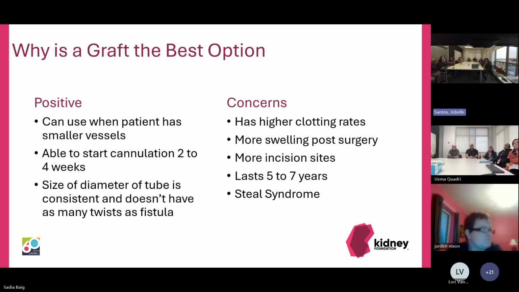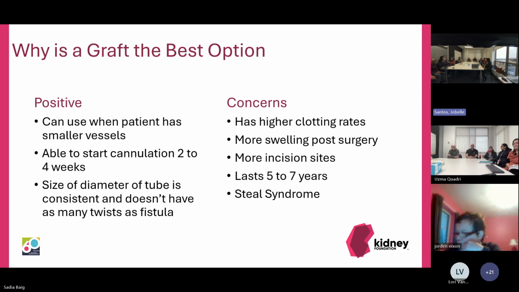The graft is fairly good as far as lasting long, 5 to 7 years, and it's very important that we move the needles around in the graft so we don't chew up the graft. We don't want to put it all in one spot. We want to move it around so we don't wear the graft out. Because once you put a needle in a graft, it doesn't repair itself like a vein does, okay? So we always want to move the sites around. The more we move the sites around in a graft, the longer it lasts.